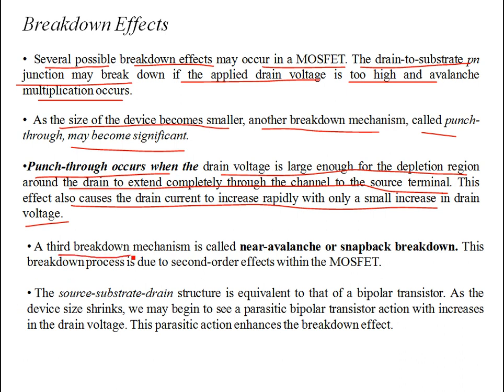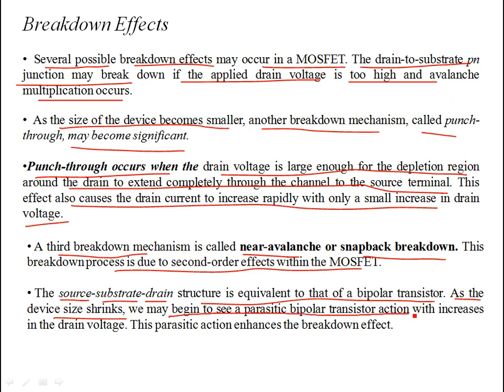The third breakdown mechanism is the near avalanche or snapback breakdown. This breakdown process is due to the second order effects with MOSFETs. You understand that the three terminal device consisting of source, substrate, and drain is equivalent to the structure of a BJT bipolar transistor. So as the device size shrinks, we may begin to see parasitic bipolar transistor action with increases in the drain voltage. This parasitic action enhances the breakdown effect. So this is also a second order effect for a small channel device.